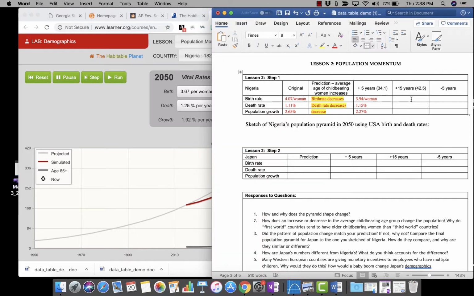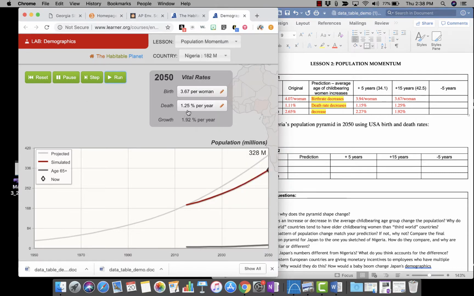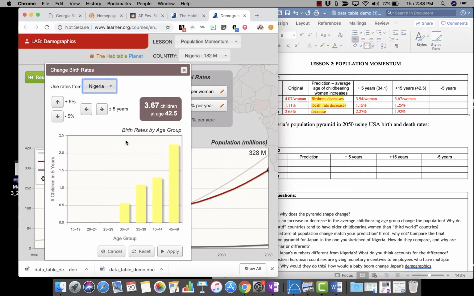Okay, so now we're going to have 3.67 per woman. This is going to be 1.25%. And this is going to be 1.92%. So the reason the death rate went up here is because that's a pretty old age for mothers. And so they're probably going to have more complications with their pregnancies.